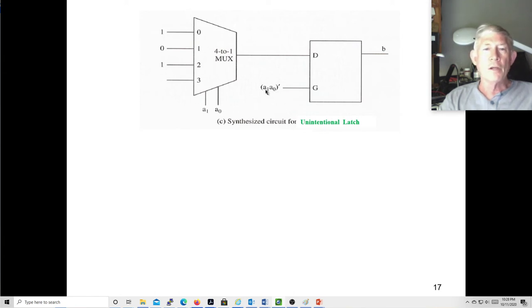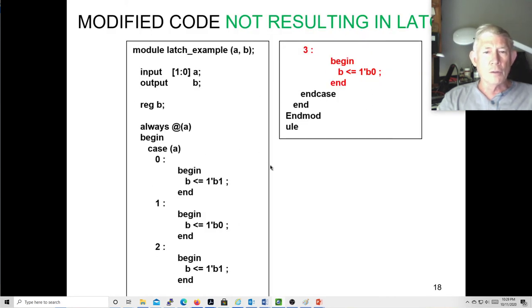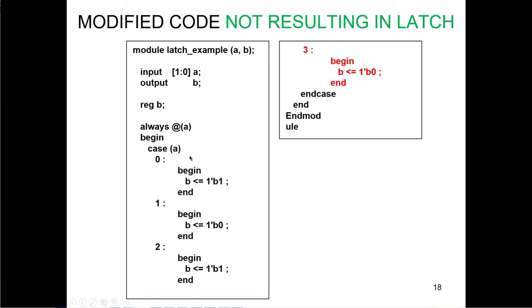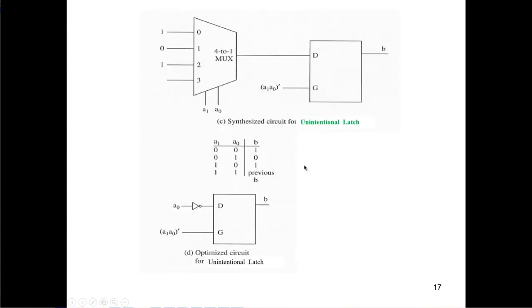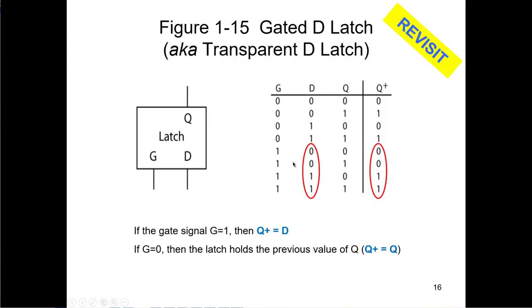But for any other value, for A1 0, or for A0 0, or if they're both 0, the gate is going to be open because of this inversion here. So this then is the latch. What this does is work when the condition 3 is operative. Since we didn't specify the default originally, we just had 0, 1, and 2, then there's no condition for 3. So that's where the unintentional latch comes from. Oh, I see. I screwed up. Okay.